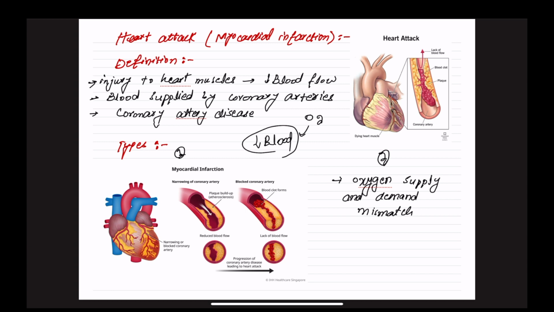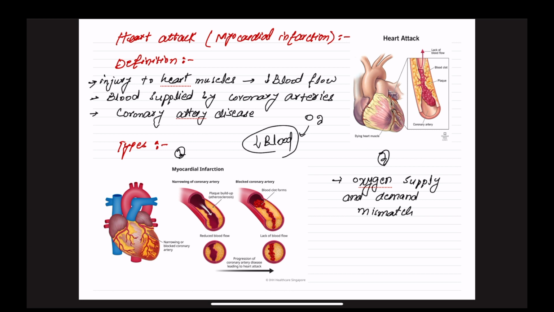As we can see here, there is restriction of the blood flow to the heart muscles, due to which the heart muscle is unable to function, and it results in necrosis or death. Now, there are two types of heart attack. The first one is illustrated here. As we can see here, it's an atherosclerotic plaque in a coronary artery.